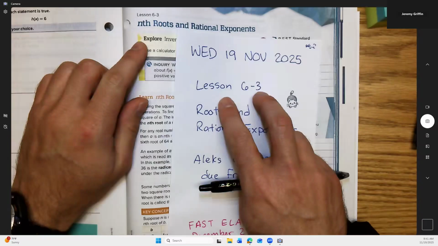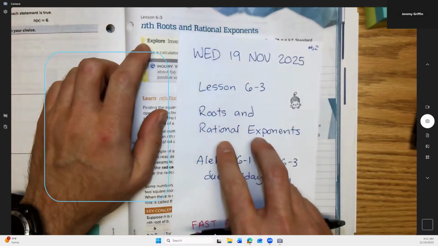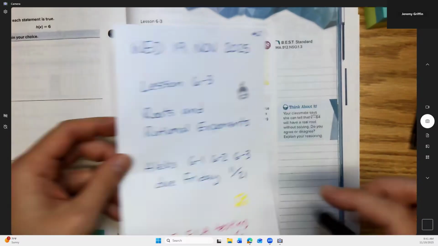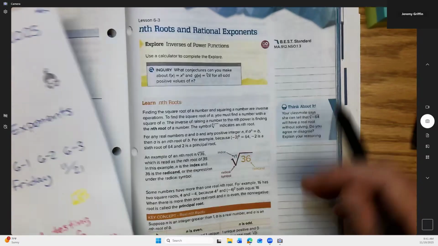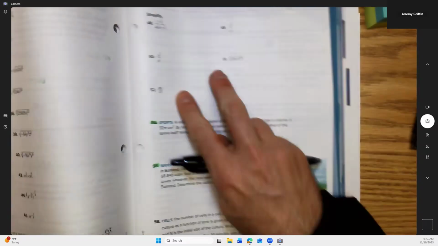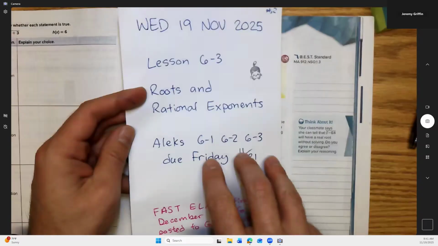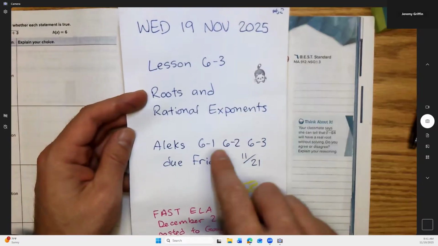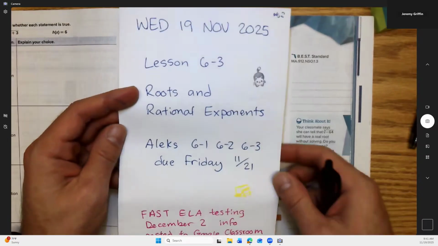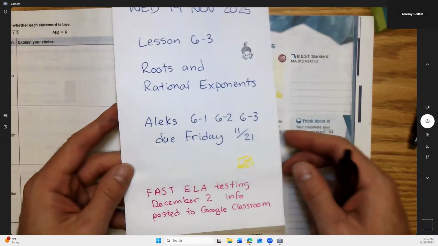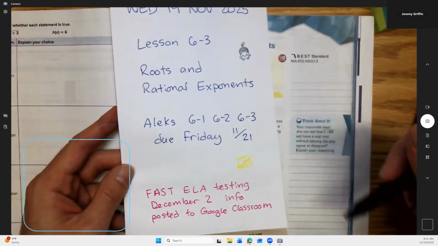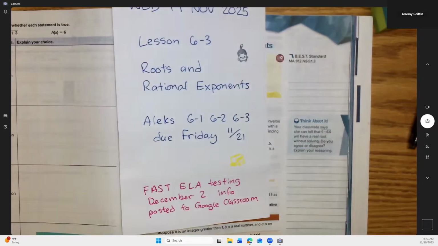We're on lesson 6.3, which is roots and rational exponents. Okay, so how do you take roots of, say, variables? Right, so the puzzles start looking like this. Of course, you guys maybe have seen some of these in your Alex puzzles, because this will round out the Alex assignment for this week, 6.1, 6.2. All right, so I'll show you guys some examples of how to solve things.